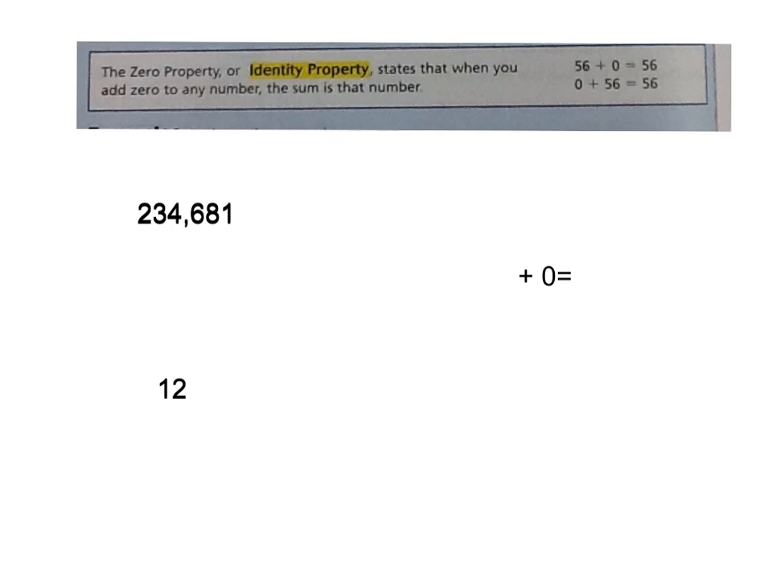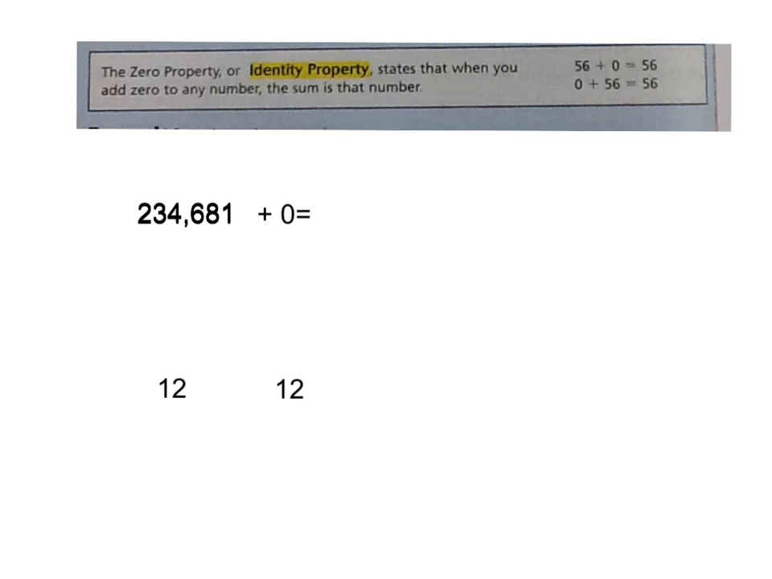The next property is called the identity property. The zero property, or identity property, states that when you add 0 to any number, the sum is that number. I like to think of it as a mirror, mirror on the wall kind of property, because it's pretty much a reflection of what you're adding. So if I'm adding 12 plus 0, my answer is simply going to be 12. It's a reflection of what you're adding to. Any number plus 0 is going to equal that same number.